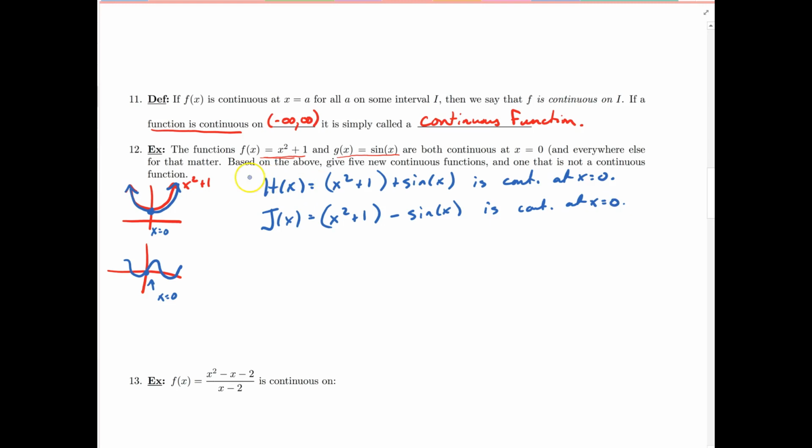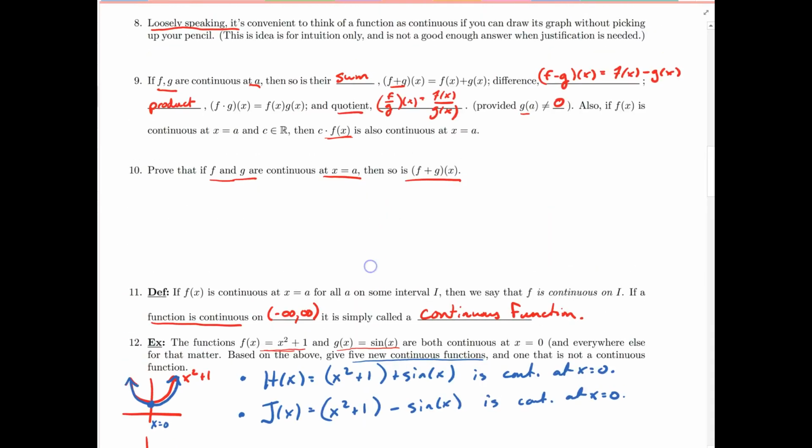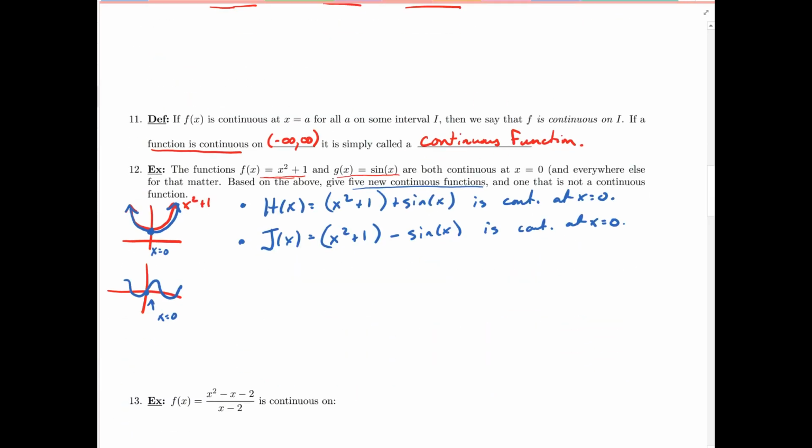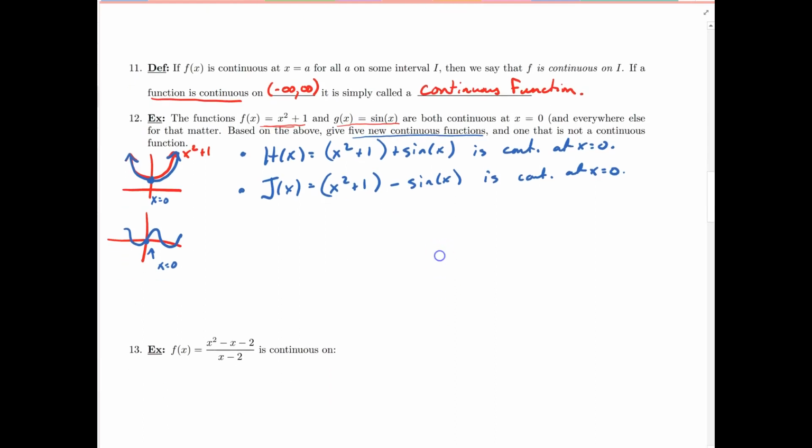Okay? So I've asked you to give me 5 new continuous functions and one that is not continuous. So I've already given you 2, and I'm simply running through these properties. The sum is, the difference is. Go ahead and look at what else you could possibly do to construct some continuous functions based on these two old functions. So pause the video, fill these out, and we'll talk about them in class, in the next class period.